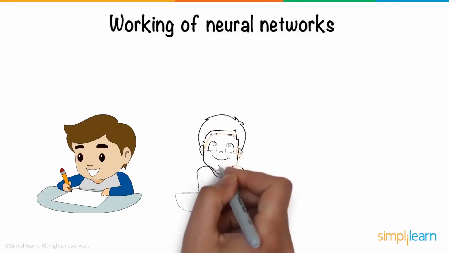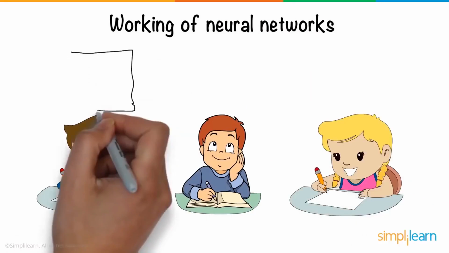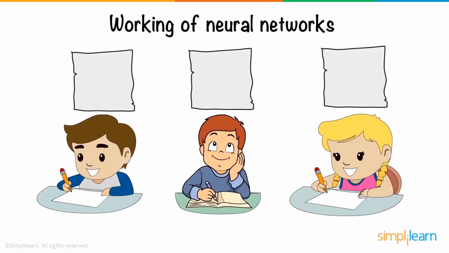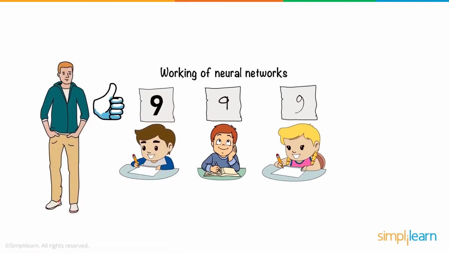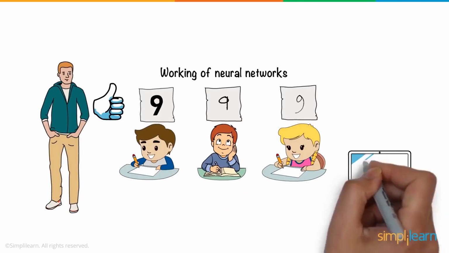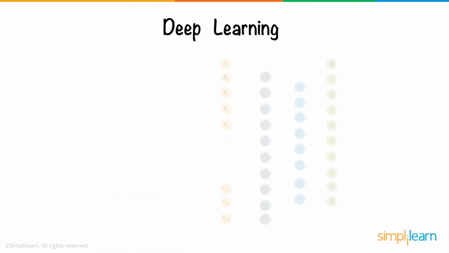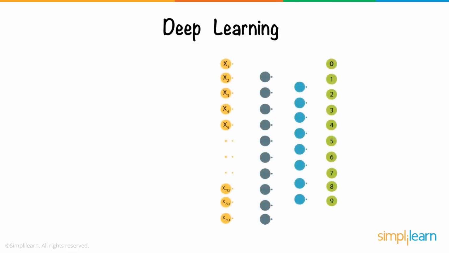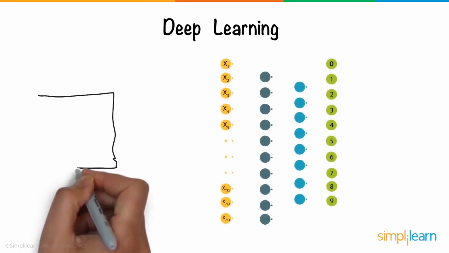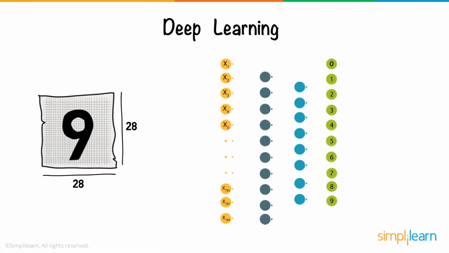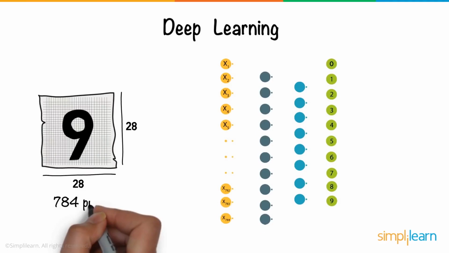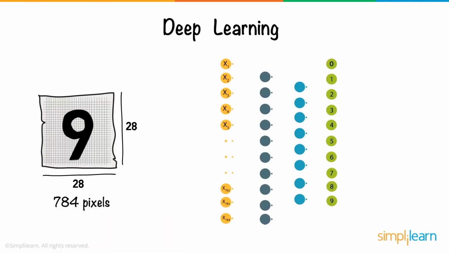Here, we have 3 students. Each of them write down the digit 9 on a piece of paper. Notably, they don't all write it identically. The human brain can easily recognize the digits. But what if a computer had to recognize them? That's where deep learning comes in. Here's a neural network trained to identify handwritten digits. Each number is present as an image of 28 × 28 pixels. Now, that amounts to a total of 784 pixels.